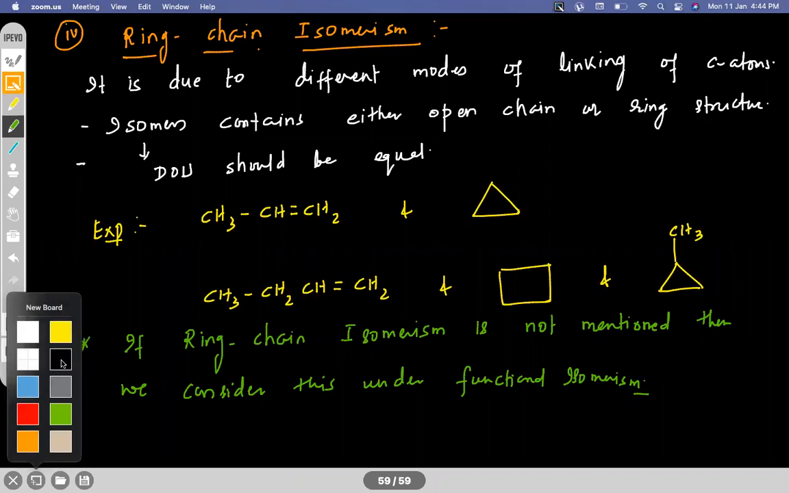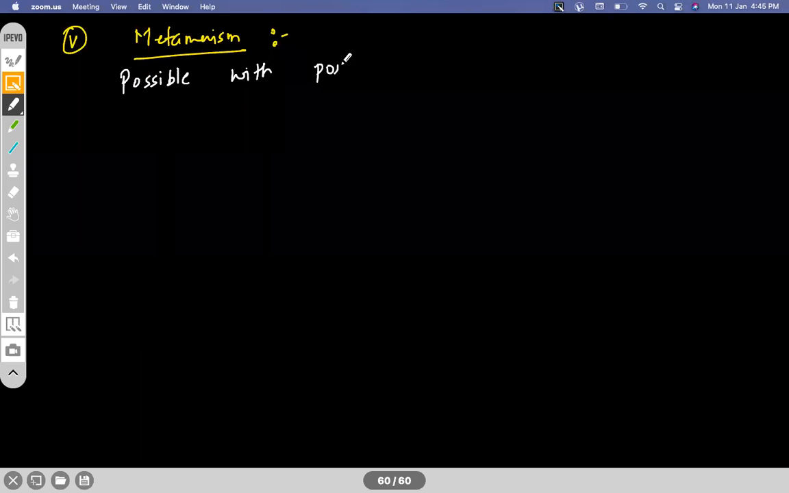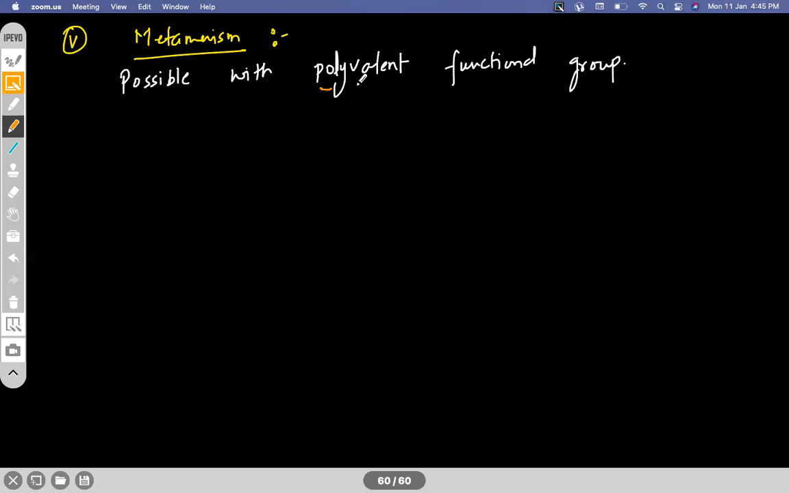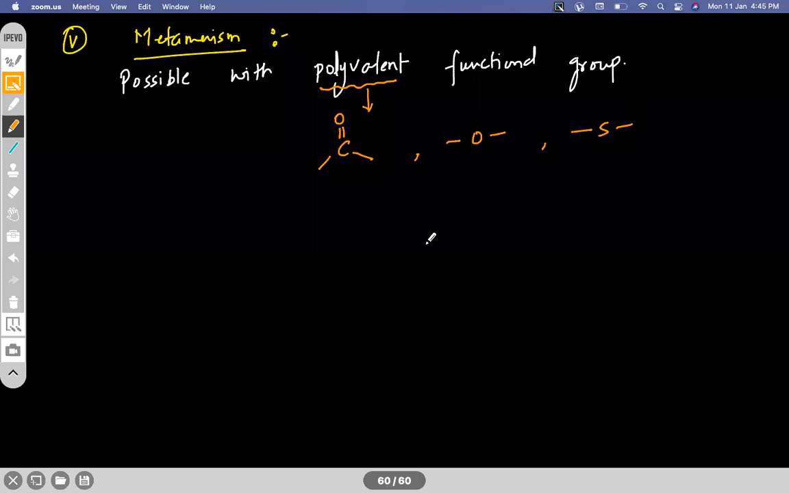Okay, next. The fifth one is metamerism. Metamerism is possible with polyvalent functional group. Polyvalent functional group means like we have ketone. Examples, write down. We can have ketone, polyvalent functional group, two valency we have. Ether, two valency we have. Thioether, two valency we have. Amines.